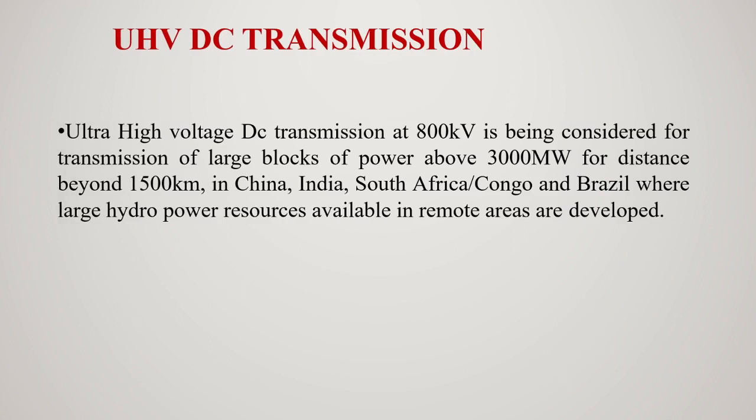Next is UHV DC transmission. Ultra high voltage UHV DC transmission at plus or minus 800 kilovolt is being considered for transmission of large blocks of power above 3000 megawatt for distances beyond 1500 kilometers in China, India, South Africa, and Brazil, where large hydropower resources available in remote areas are developed.